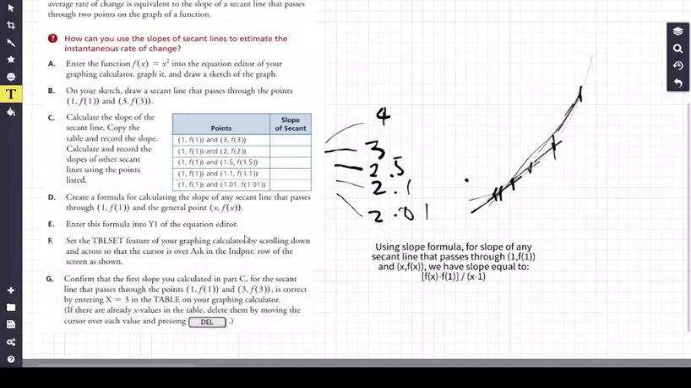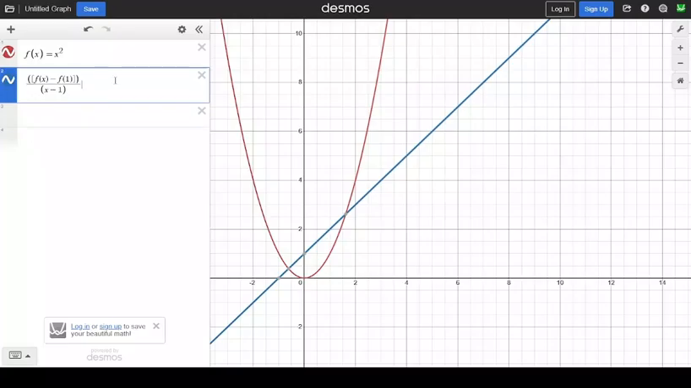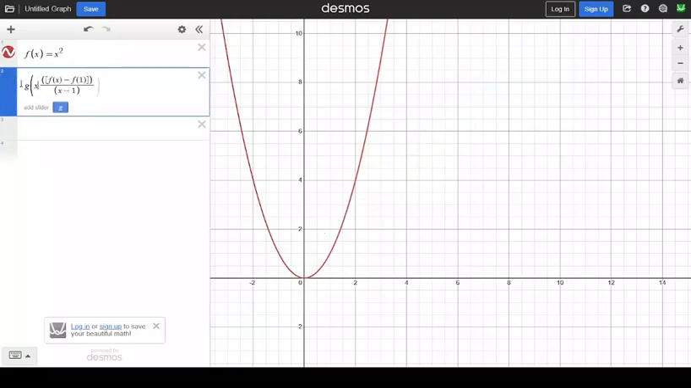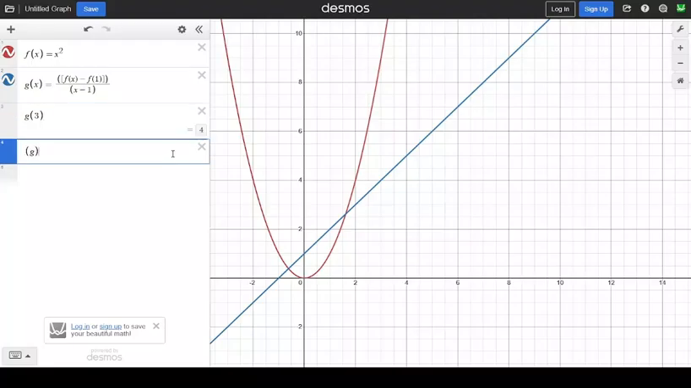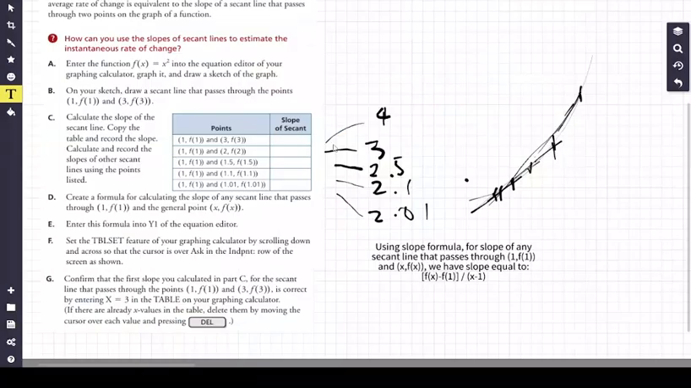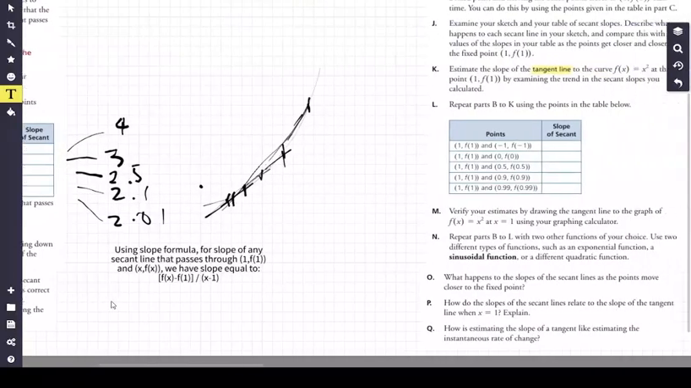Confirm that the first slope that we calculated in part C is correct by entering x equals 3 into my graphing calculator, which I don't have, but g of x equal to, and then g of 3 is equal to 4. So we verified our formula. We're like, okay, that's fine. And let's check g of 2. G of 2, okay, it's equal to 3. So it's exactly what we have here, right? That's pretty cool. Anyway, so we already confirmed this. Now let's go ahead and move on to this part.